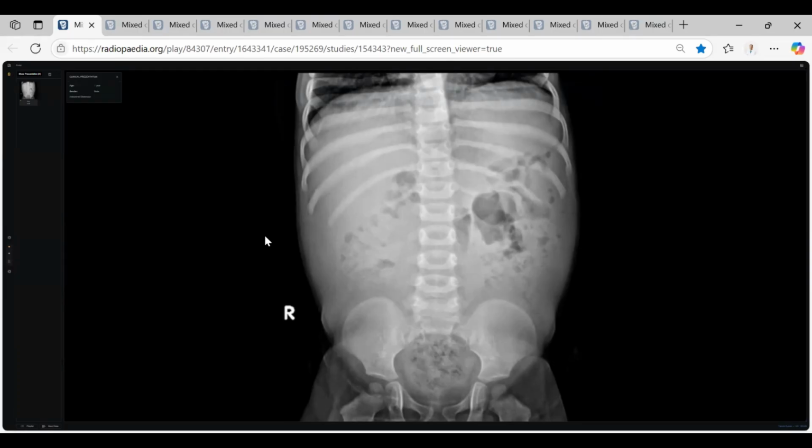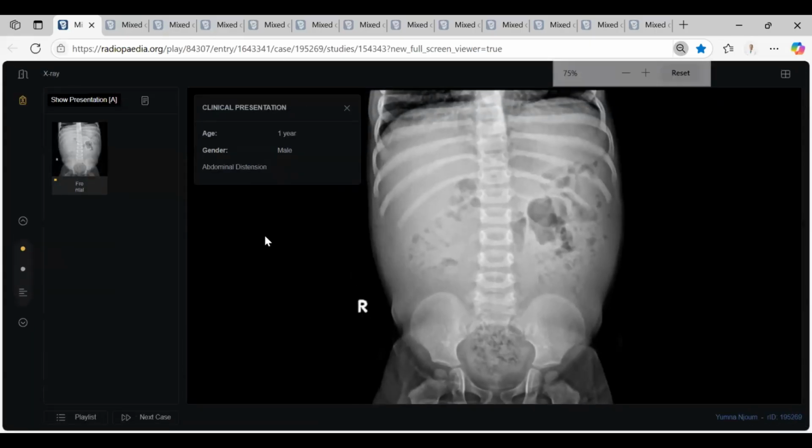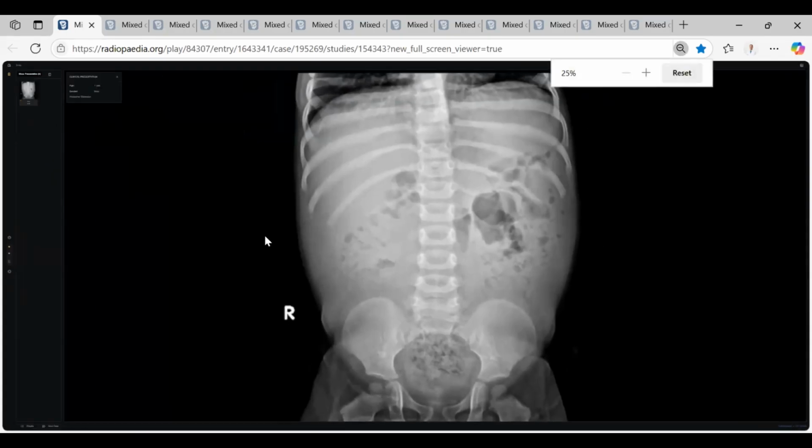This patient is a 1-year-old male presented with abdominal distension. Go on. Okay, this is an abdomen radiograph for a 1-year-old male patient presented with abdominal distension. I can see the bowel loops, there is fecal loading seen in the rectum.